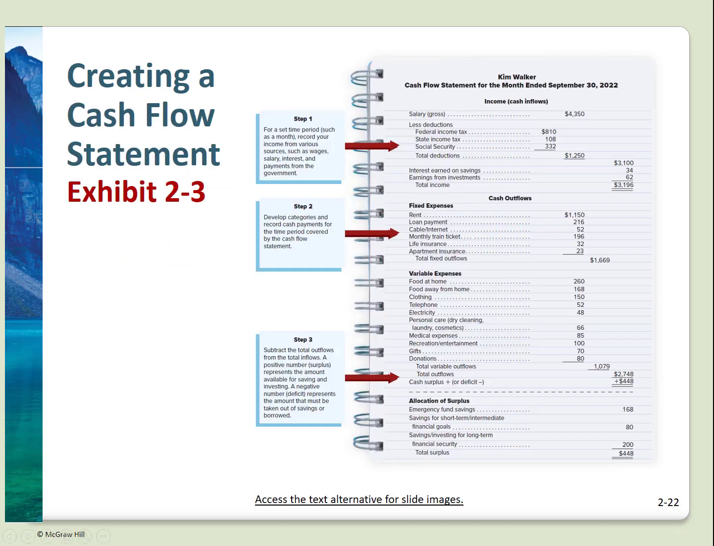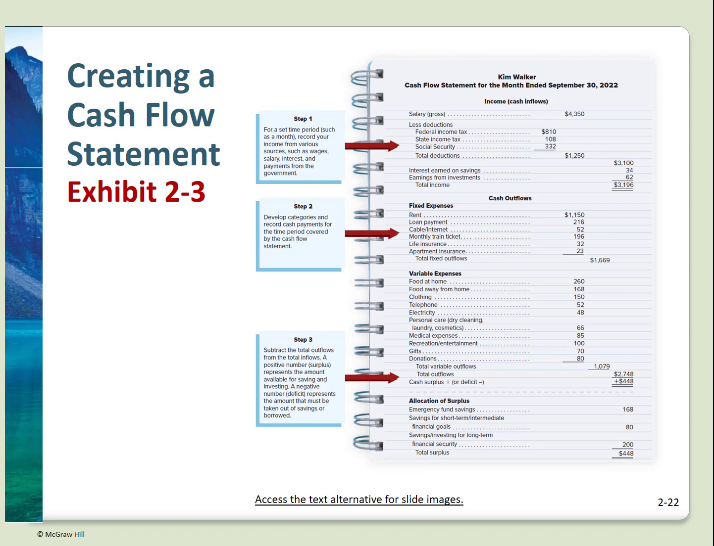This is Exhibit 2.3 from your text. It's a hypothetical cash flow statement for 1 month. Step 1, income. Step 2, cash outflows, fixed and then variable. Step 3, net cash flow and the allocation of surplus. The difference between income and cash outflows will hopefully be a surplus. If it's a deficit, then adjustments in variable expenses need to be made, and quickly.